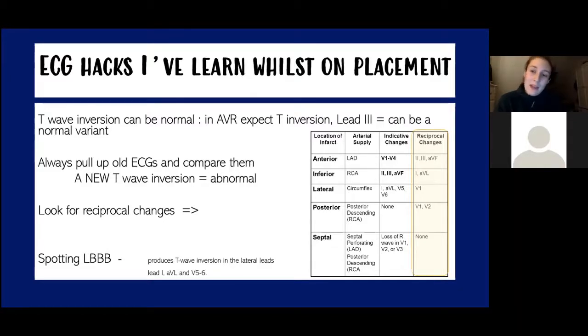And with that, you also want to compare to old ECGs, because a new left bundle branch block would mean that they're having a STEMI, or they have had a STEMI at some point between the last ECG and the one that you've got currently.